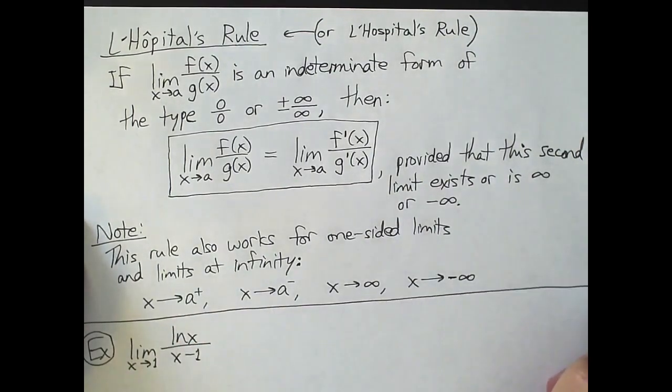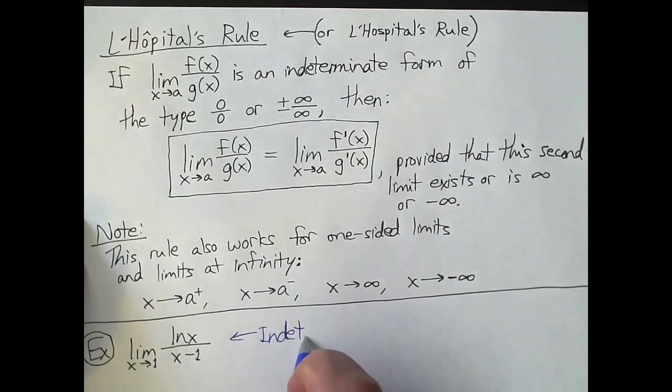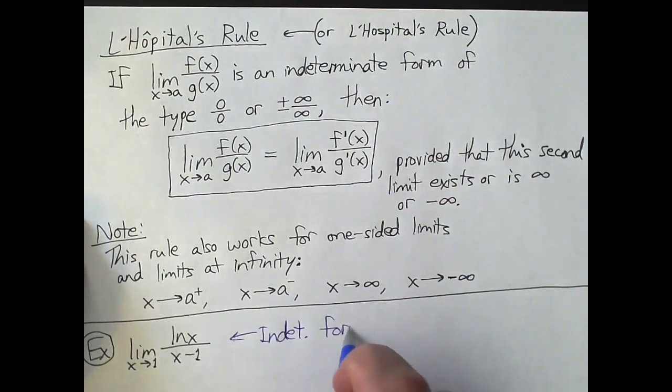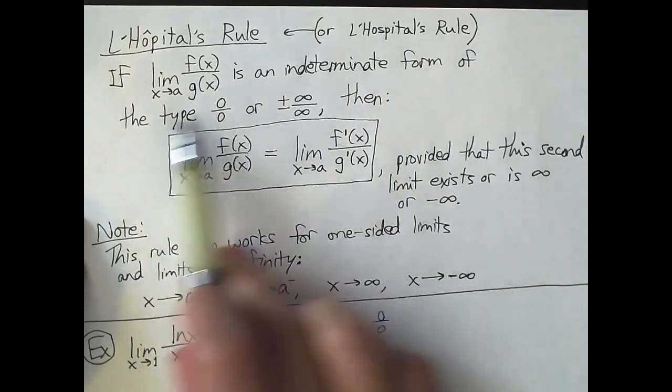This will be our first L'Hopital's rule problem. Okay, we already identified that this was an indeterminate form, but I'm going to write it again. I'm going to abbreviate it. Indeterminate form of the type 0 over 0, which means we can use L'Hopital's rule.